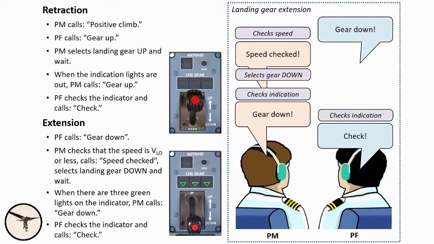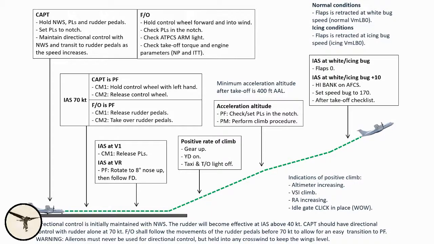The SOP tells us what we shall do in all phases of flight. For example, if pilot flying wants the landing gear down, he or she will call gear down. And the pilot monitoring will check the speed is within the limit, which means you are not too fast, and call speed checked. Then select the gear lever down, wait until there are 3 green lights indicating, and then call gear down. Pilot flying will then look at the indicator and call checked. And this page shows the normal flight profile for a takeoff.